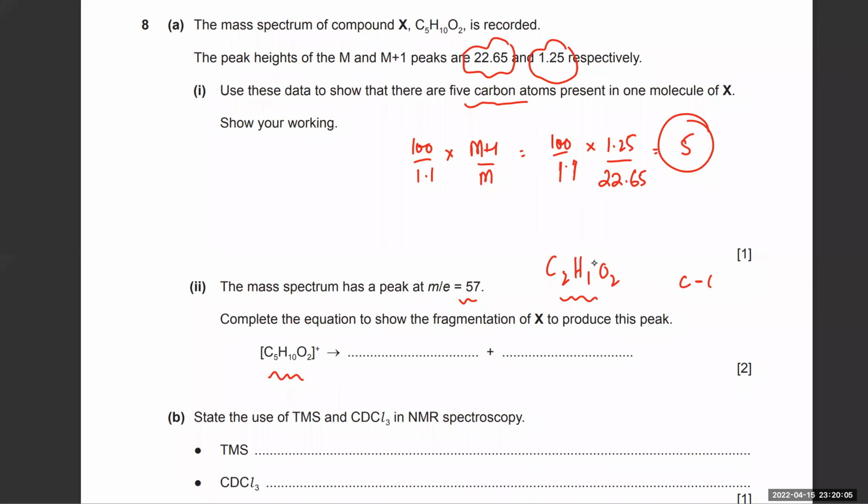So if I have two carbons, and you're saying that it's got two oxygens as well, maybe there's one oxygen over here, and maybe there's another oxygen over here. And there's only one H. So you're saying that's giving you 57. Do we have any other option of 57 apart from this? Because that looks like a very weird fragment.